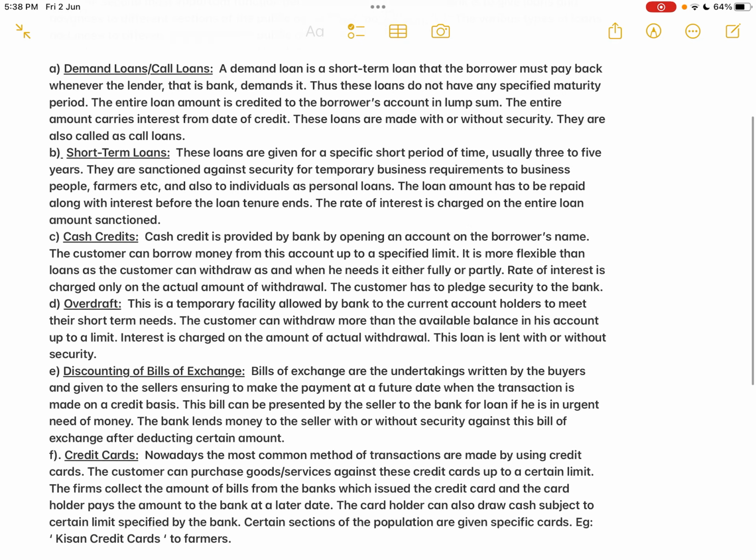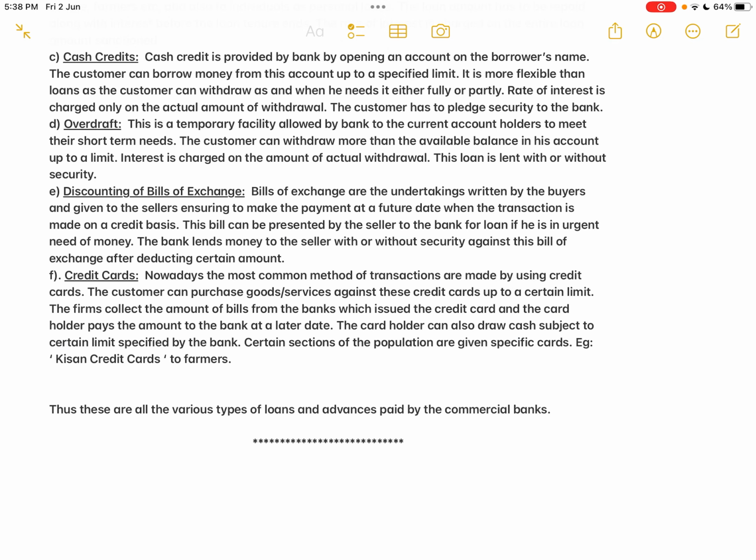Next, E, discounting of bills of exchange. Bills of exchange are undertakings written by the buyers and given to the sellers, ensuring to make the payment at a future date when the transaction is made on a credit basis. This bill can be presented by the seller to the bank for a loan if he is in urgent need of money, that is, if the seller cannot wait till the credit period. The bank lends money to the seller with or without security against this bill of exchange after deducting a certain amount. That's why it is called discounting of bills of exchange.